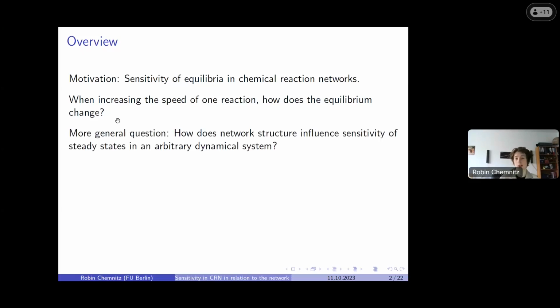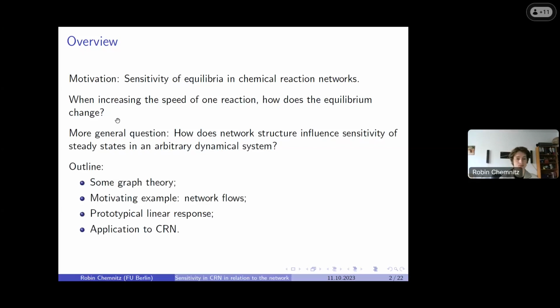And the more general question, which was motivated by the road map with a restaurant, is how does network structure influence sensitivity of steady states in general, in arbitrary dynamical systems, without saying what the dynamical system is. And this is, of course, too general a question to be answered in that sense, but this is the more abstract approach that we will take.